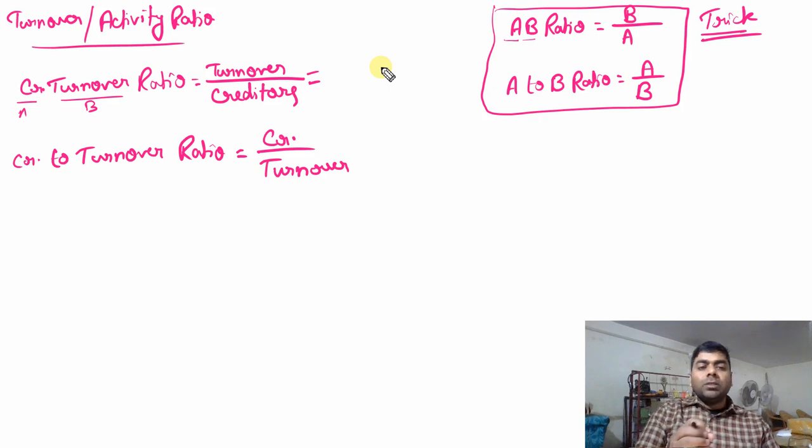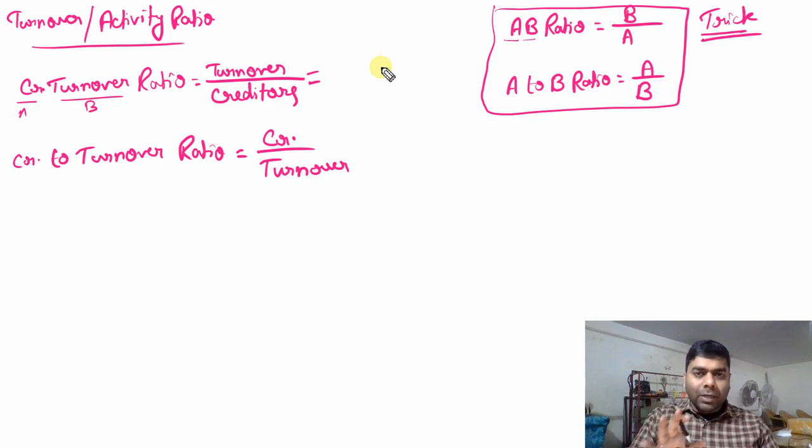For us, creditors are those persons from whom we have purchased anything on credit, on the credit basis. Creditors are those persons from whom we have purchased anything on the credit basis. Means we have not provided them cash.